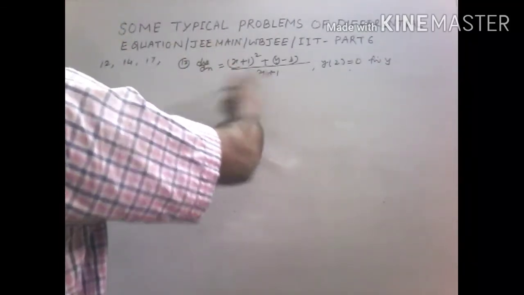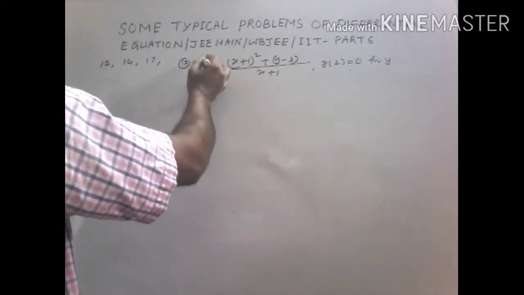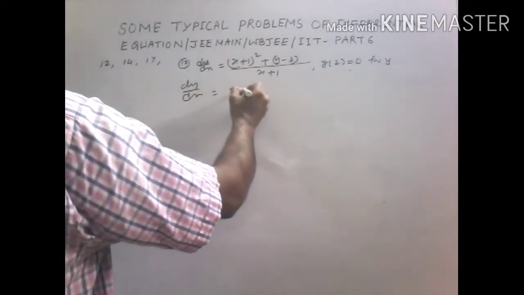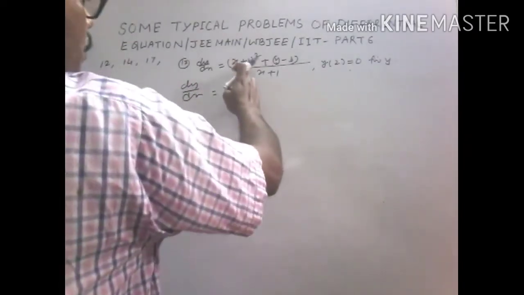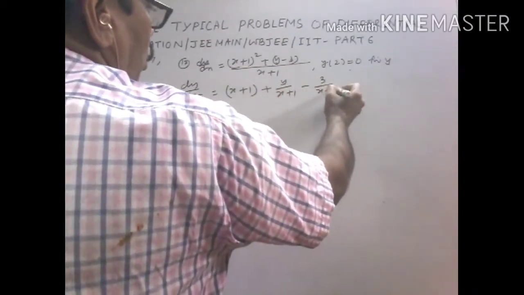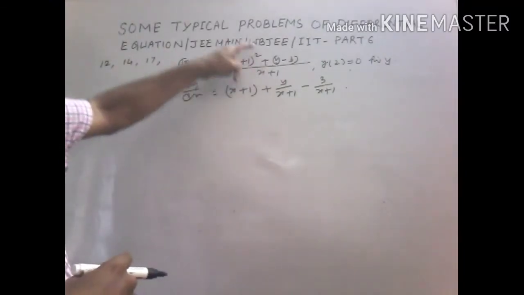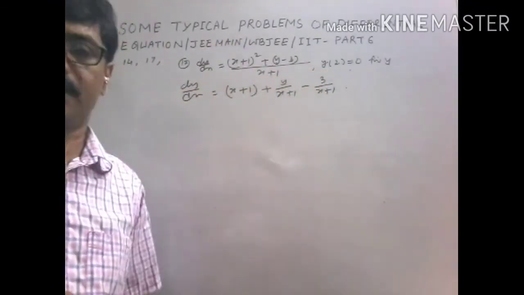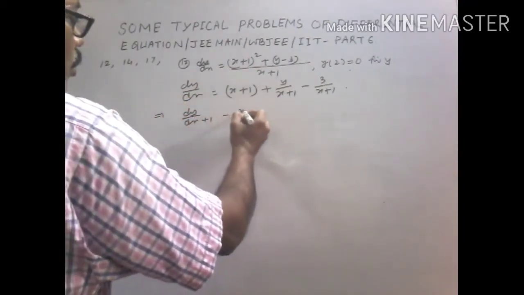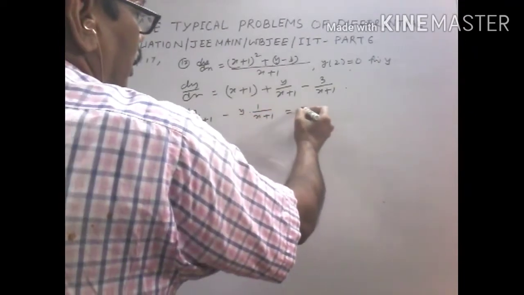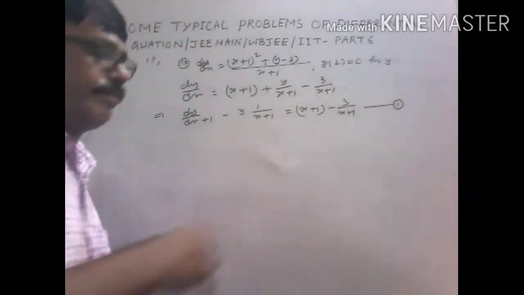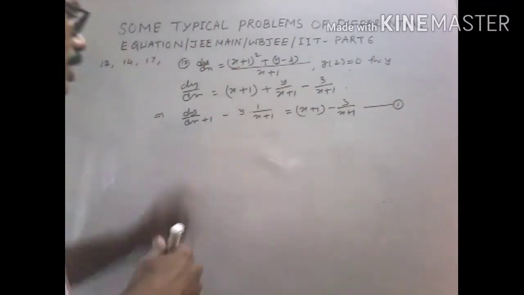Problem number 12. So dy/dx is given in this form. Look, if you simplify it, this is (x plus 1) times y by (x plus 1), minus 3 by (x plus 1). Now we can transform it in terms of a linear differential equation. Call it 1. Now it is in linear form.